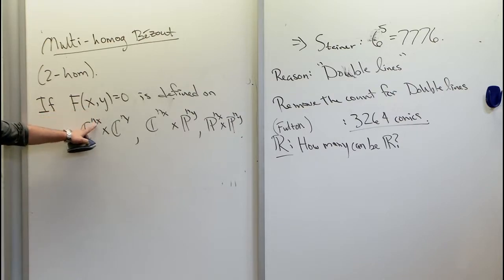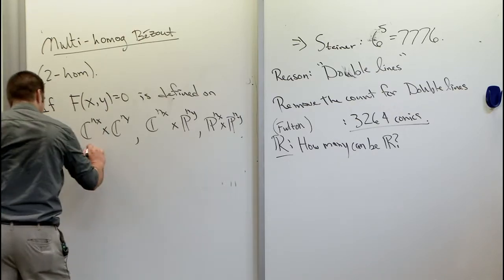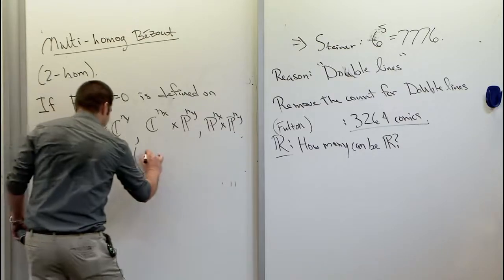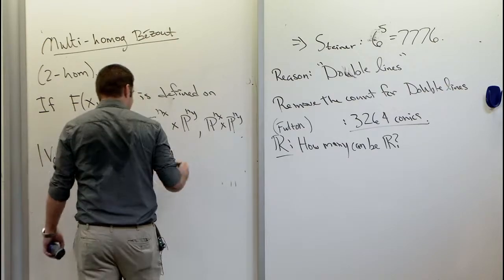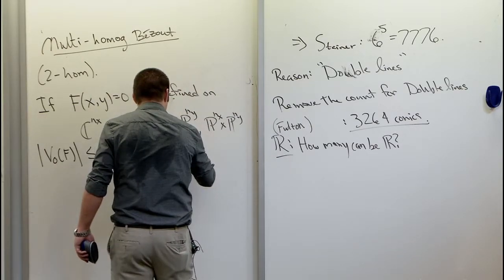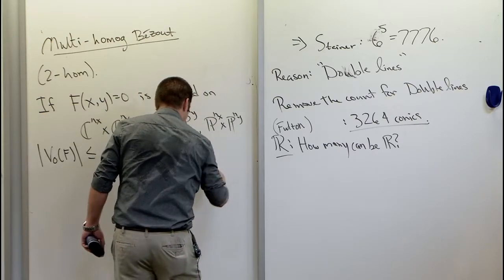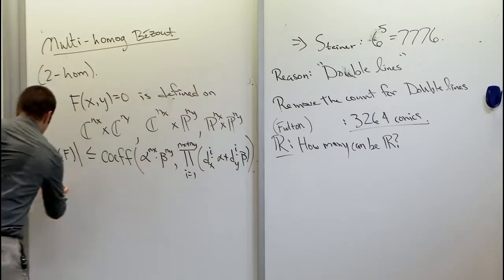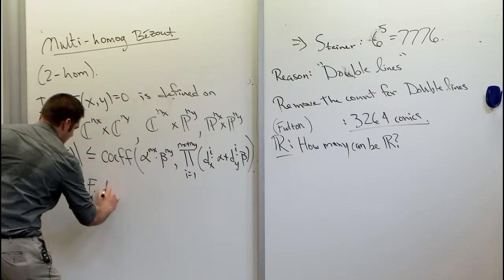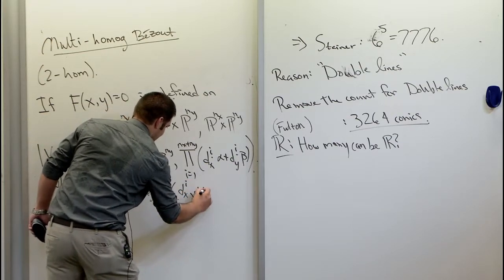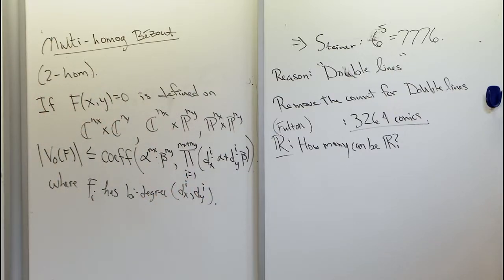So how many x's are there? There's n_x x's. How many y's? n_y of them. Then the number of isolated points is less than or equal to, I'll write down the bound, and then I'll tell you all the ingredients. The coefficient of the term alpha^(n_x) times beta^(n_y) in the expression product for i equal 1 to n_x plus n_y of (d_xi times alpha plus d_yi times beta), where f_i has bidegree d_xi, d_yi. Okay, so that's a long, complicated expression.